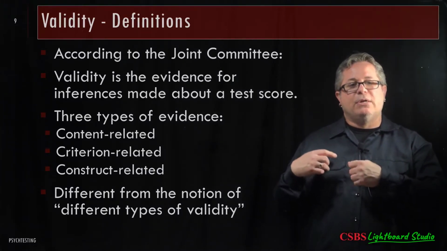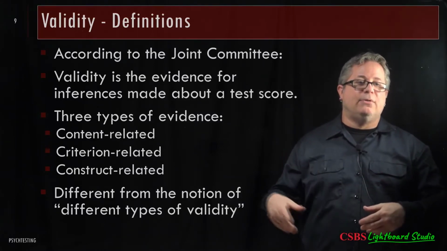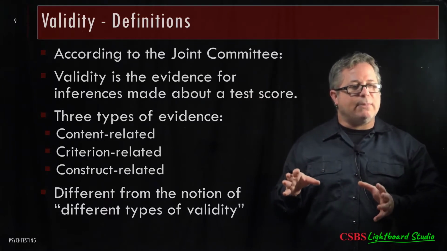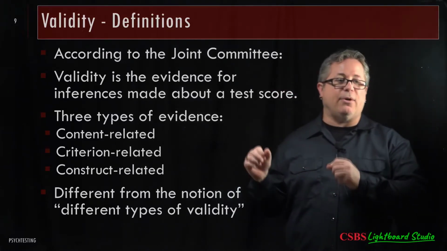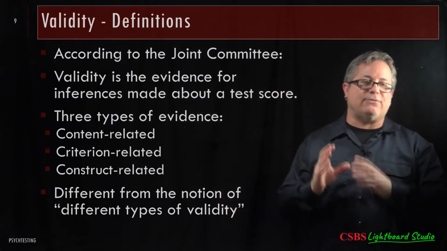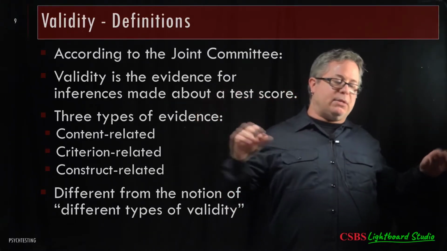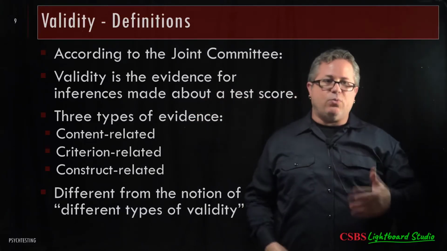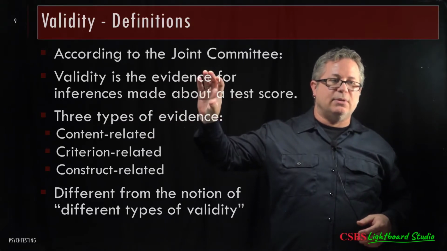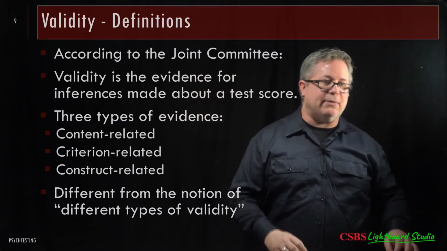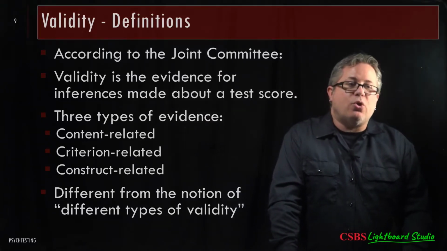So instead of thinking about content-related validity, we're now talking about content-related evidence for the validity of a scale. So it's semantics a little bit, but it's different from the notion of different types of validity, which is different types of evidence for showing that a scale is valid. All right, so it's a way of reorganizing this, so it's not so many different kinds of validities. Really, validity is one thing. It's the evidence for inferences made about a test score, right? So a score is valid if you can make inferences about that score. So how do we show this evidence?